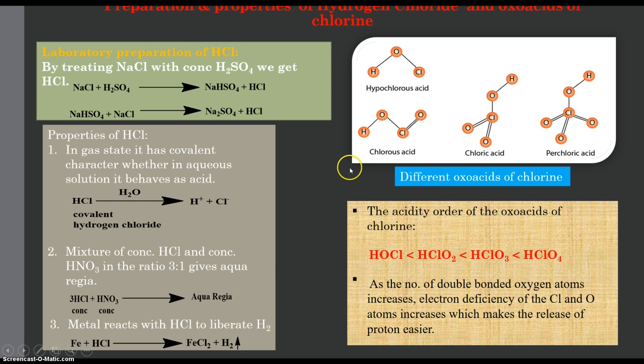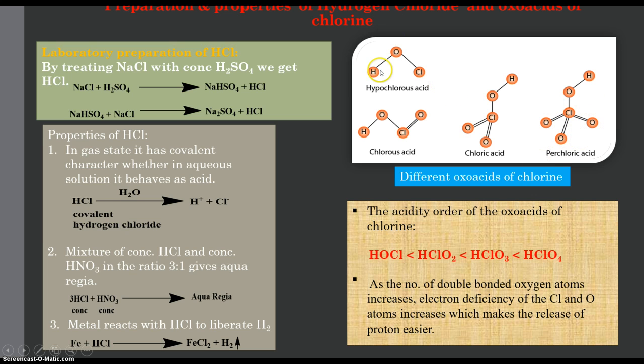Okay, now let's discuss the most important part of this chapter, the oxoacids of chlorine. There are mainly 4 oxoacids of chlorine that are very stable. Which are they? They are hypochlorous acid HOCl, chlorous acid HClO2, chloric acid HClO3, this is the structure of HClO3, and perchloric acid HClO4.